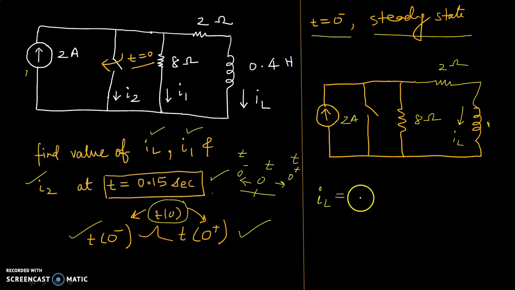By applying the current divider rule, we are going to find IL. IL 0 minus, as we are in the time frame of 0 minus, on the left side of t is equal to 0, will be equal to 2 into 8 upon 10, which is 1.6 ampere.